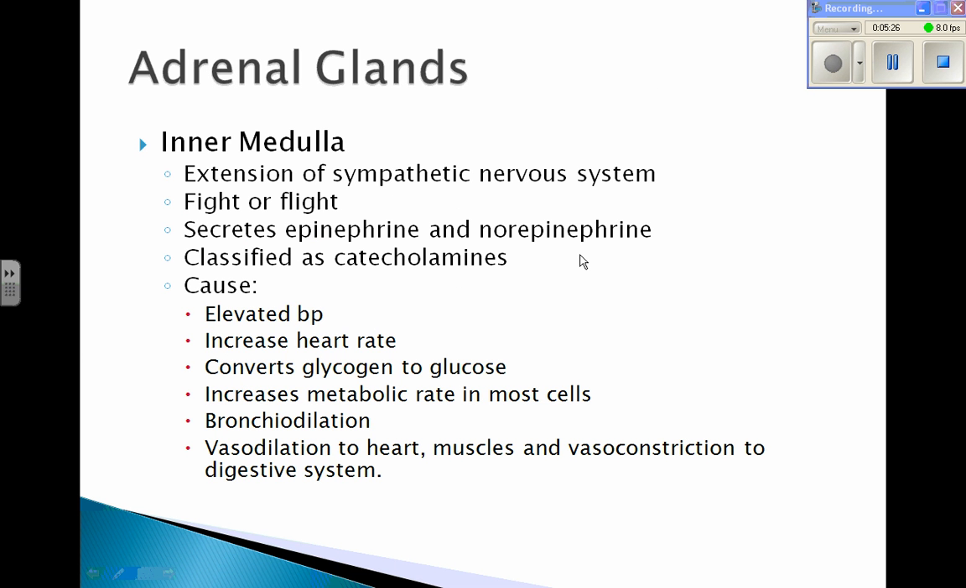Now, the adrenal glands are the next set of glands that we're going to look at in this section. The adrenal gland is made up of a couple of different sections. The first one is the inner medulla, surrounded by a fibrous outer capsule, called the adrenal cortex. So the adrenal medulla is an extension of the sympathetic nervous system.